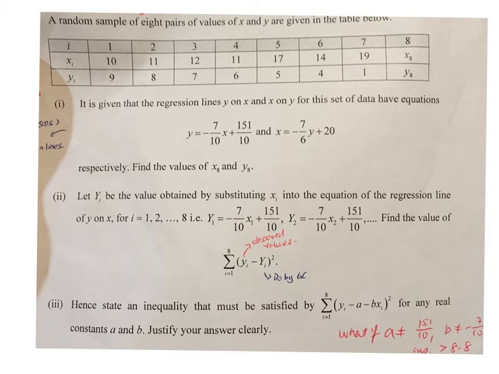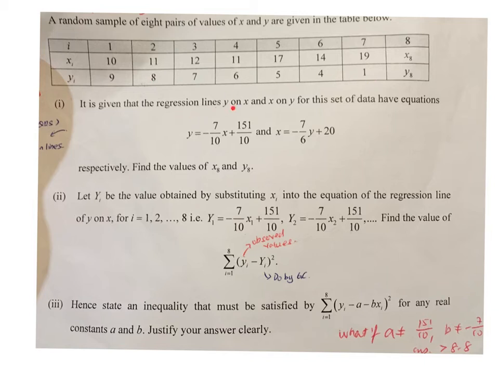It's given that the random sample of 8 pairs of values of x and y are given in the table below, right? So you have the x and y values here, one pair, 4, 5, 6, 7, 8, and this last pair is actually unknown. So you think about it, you can actually do a scatter plot of them, right? With just the 8 crosses on the diagram.